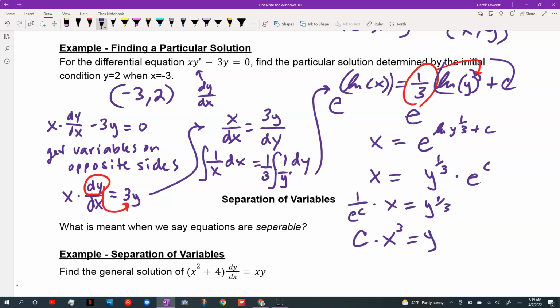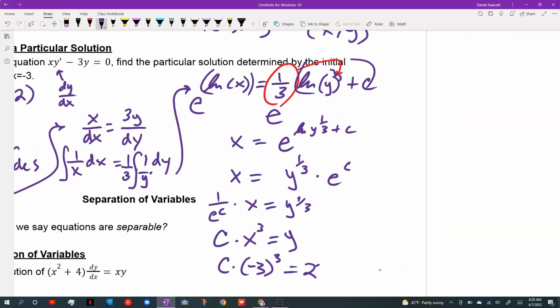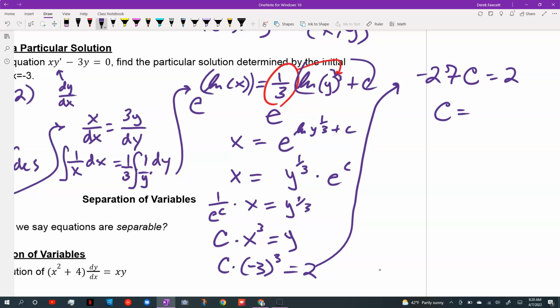They give us a point where we can find the exact solution. So right now we're solving for c. We're going to plug in -3 for x, and then y is 2. When we go through and solve, -3 times -3 times -3 is -27. So you'd have -27 times c is equal to 2. So c is equal to -2 over 27.